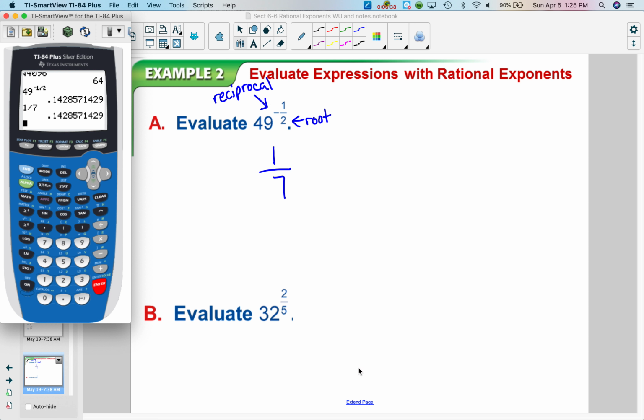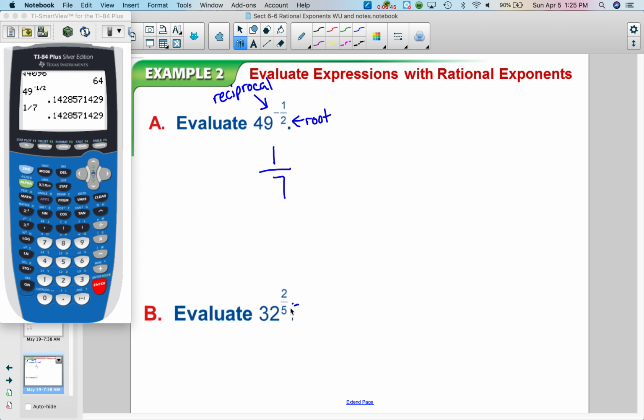On this next one, evaluating 32 to the 2/5. Remember, you have a choice. If you think about what this means, this is the root, this is the power, and think about what you would do first. Well, you don't want to do 32 squared because that's going to be a large number. But the 5th root of 32, this is one. Some of you may know this, some of you might not, because we work with powers of 2 a lot because they're easy to work with. So the 5th root of 32 is 2, and 2 squared is 4.